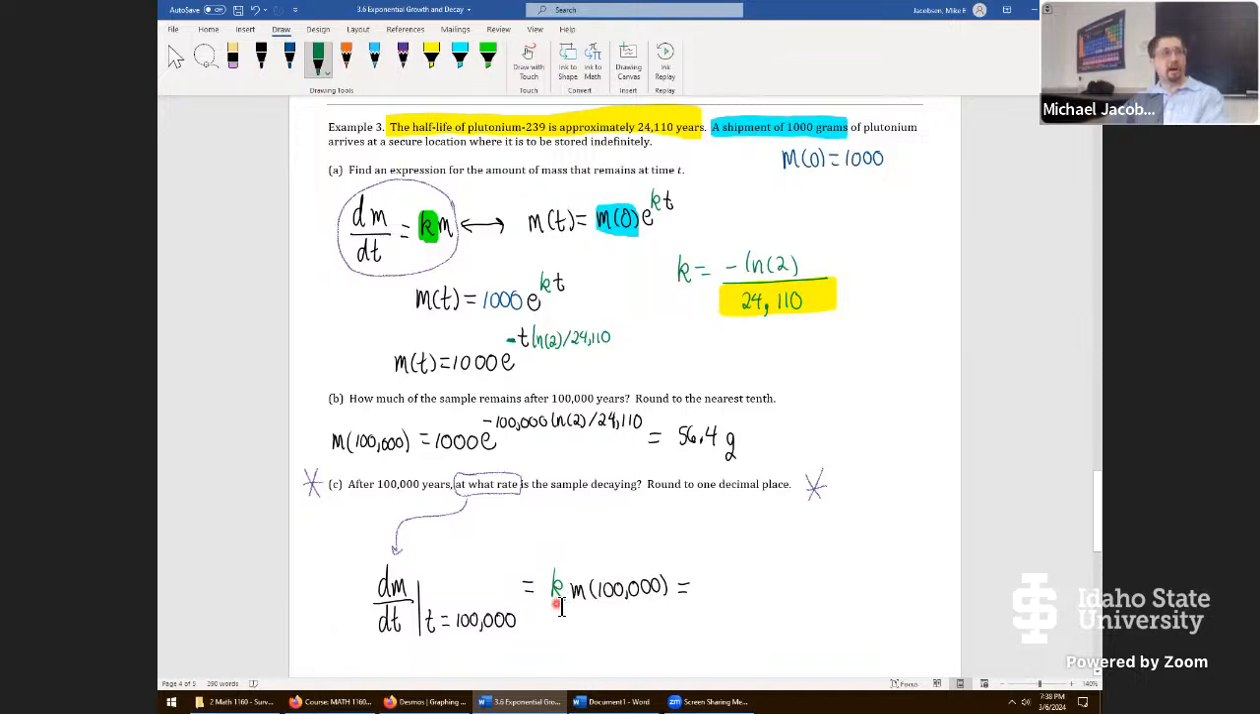As an exam question, you have options on doing this, but as a WebAssign question, if they asked you to round right here, and then there's a follow-up computation, WebAssign is coded well to understand you're probably using the rounded answer, and that's okay in your work. So I'll work it in by putting in negative natural log 2, over 24,110, multiplied by the approximate value, 56.4. And let me put the units in the last step.